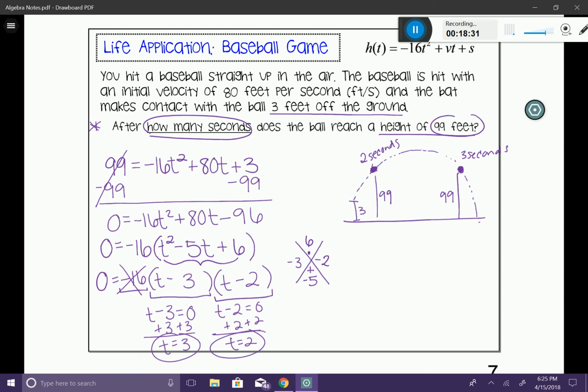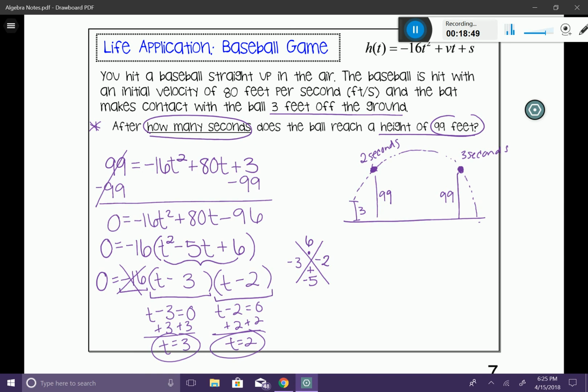of 99 feet. Sometimes you might have a situation where it asks you, when will it reach 99 feet on its way back down from hitting its maximum location. And you'll be able to say, well, that's obviously going to be 3 seconds. So just pay very careful attention to the type of question that's being asked.